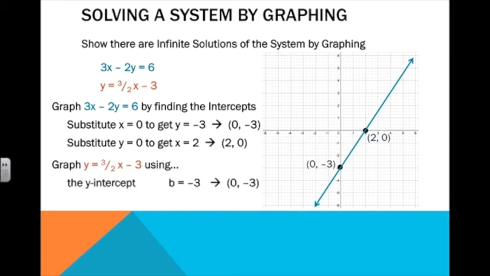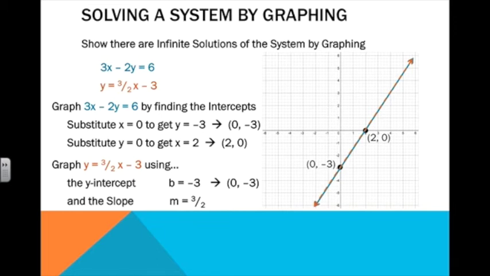Next, we'll graph the line y equals 3/2 x minus 3, which is in slope-intercept form. We can see the y-intercept is the point (0, -3) by looking at the constant term, negative 3. Notice this point is on the other line. Then we can see that the coefficient of x, 3/2, is our slope. This means we can start at the y-intercept and rise 3 and run 2 to find a second point, (2, 0), which is also on the other line.